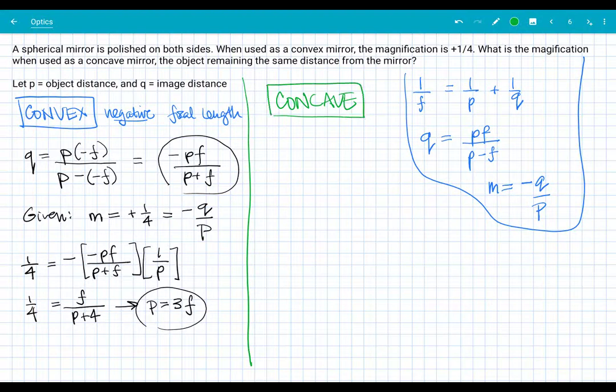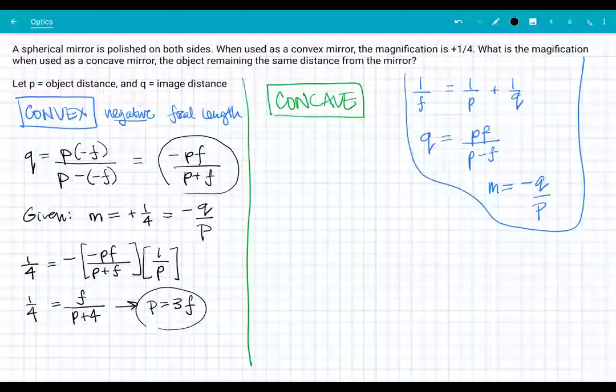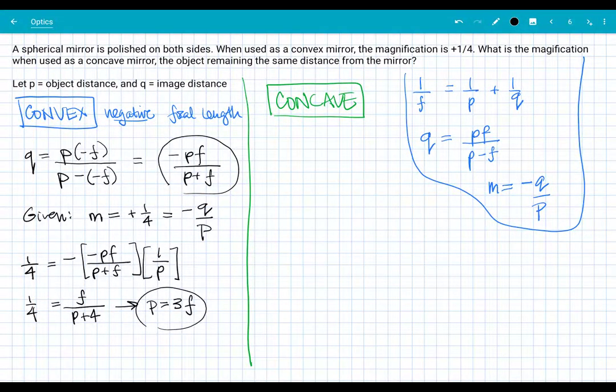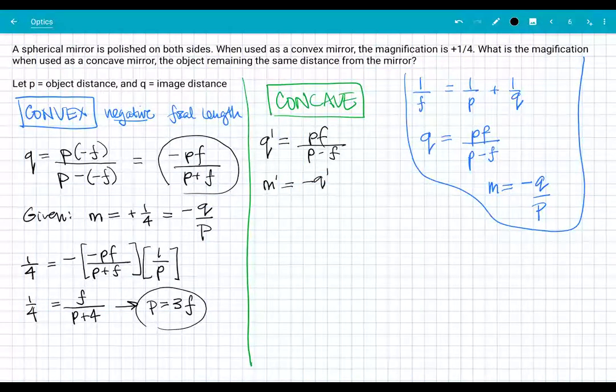So for the concave case, now my focal length is positive, right, for this case. For positive focal lengths, I can solve for the image distance for the concave mirror, and that will just be equal to PF over P minus F, right? Because my focal length is positive in the case of a concave mirror. So when I look at magnification now, because remember, that's what I'm after, they want to know magnification. I'm going to call this M prime since I'm talking about the concave case, equals negative Q prime, which would be image distance for the concave case, over P.